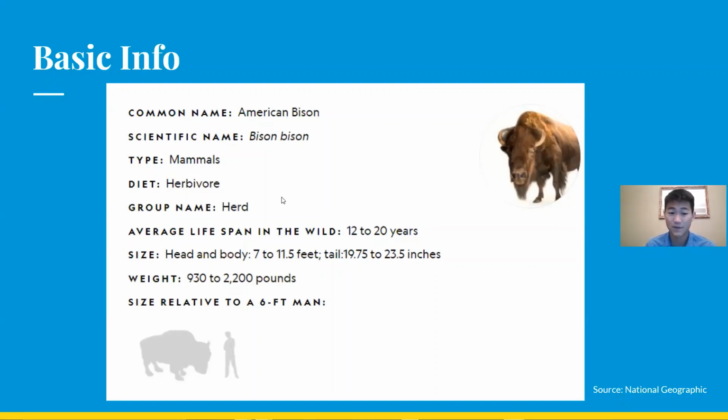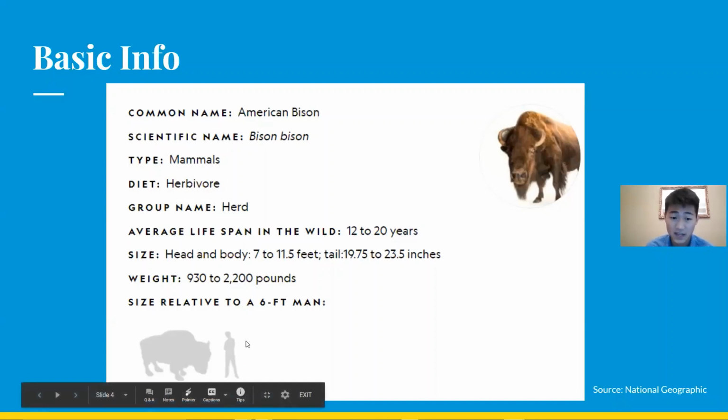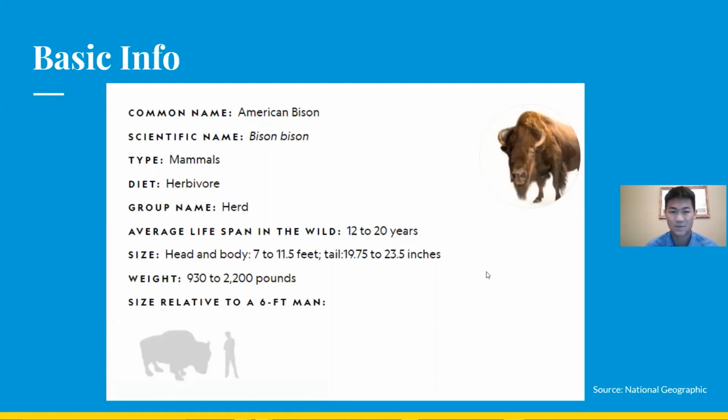And then the size: buffalo are actually massive. Buffalo are the largest land mammal in all of North America. Their head and body is 7 to 11.5 feet, and their tail is 19.75 to 23.5 inches. They can be up to about 11.5 feet long, and they can weigh up to 2,200 pounds, so that's more than a ton. If you look at the picture at the bottom, the size relative to a 6-foot man, you can see the buffalo is pretty massive. So you don't want to mess with buffalo.